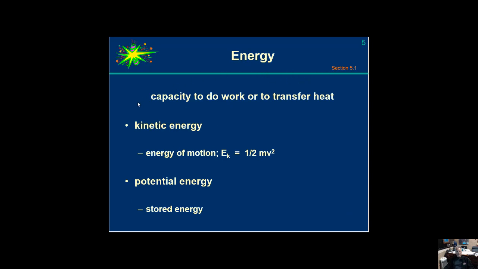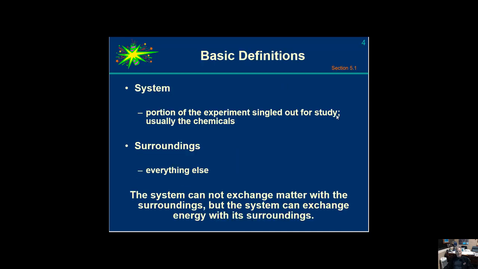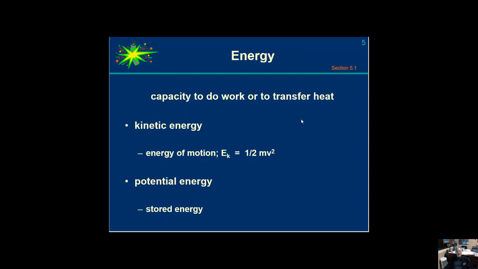Energy, we need a definition, is simply the capacity to do work or transfer heat. We will focus principally on the transfer of heat. We'll speak a little bit about the work function, but mostly focus for our purposes on the transfer of heat from the system to the surroundings, or from the surroundings to the system. Let's talk about kinetic energy, which is simply the energy of motion, which is encoded into this equation: 1/2 times mass in kilograms, the SI unit for mass, times the velocity squared, velocity being in meters per second.